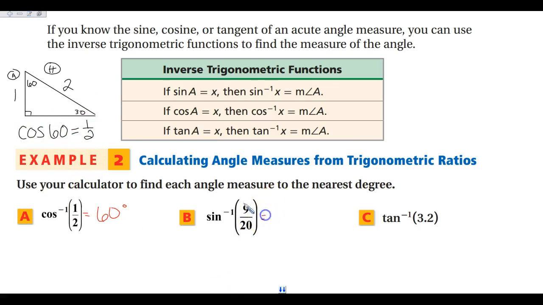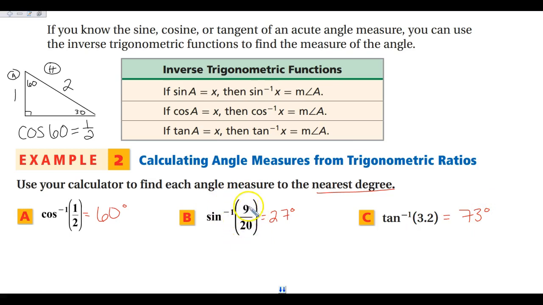Go ahead and put this one in your calculator. Again, for single lines, you're going to do 9 divided by 20 and then hit second sine, and you should get 27 degrees if you round to the nearest whole number. And then if we do the inverse tangent, do 3.2 second tangent, that is going to equal 73 degrees.